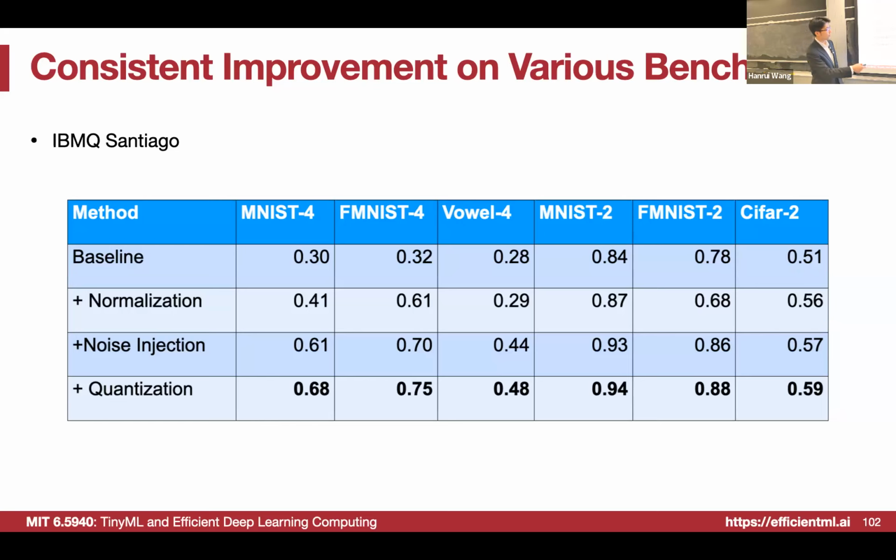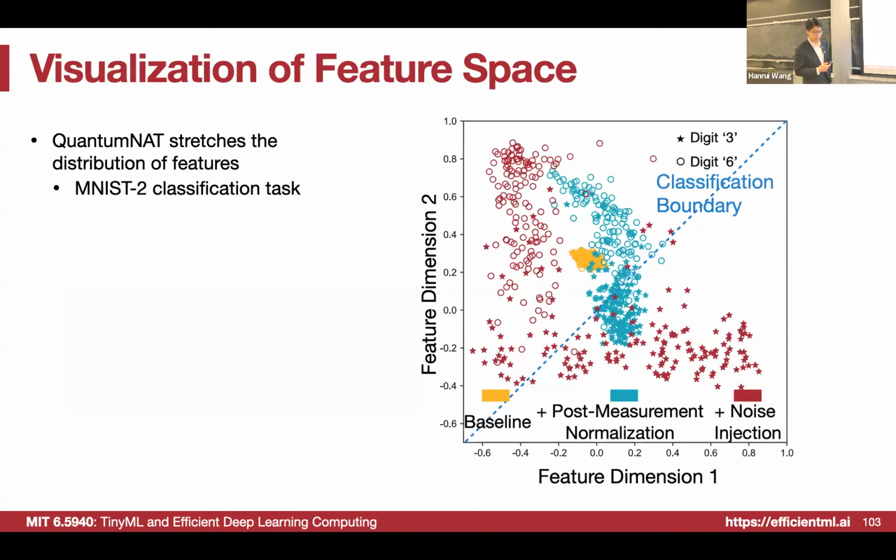And for Fashion-MNIST, even larger. And for two-class classification, we can always achieve around 94-95% accuracy on the real quantum device. So that's pretty high, and 10% higher than the baseline. And that's also the case for CIFAR and Fashion-MNIST two-class classification. So here is a very interesting visualization that I want to share.